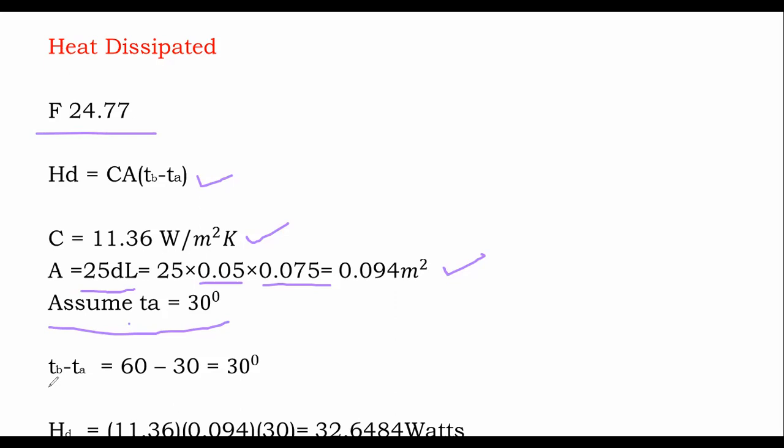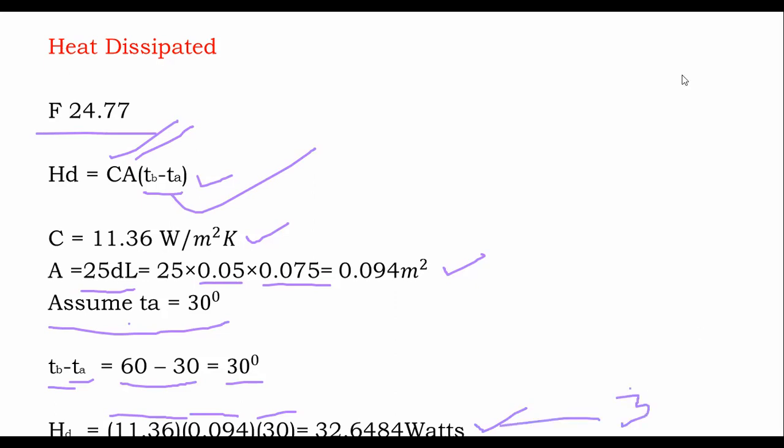The bearing temperature is 60 degrees given, and the ambient temperature 30 degrees given. The difference between these two, 60 minus 30 degrees, is 30 degrees. So now we have the C value, A value, and this difference value. Now what are we supposed to do? Heat dissipation calculation: just substitute the C value, then the A value, and the TB minus TA value. Now we got the heat dissipation as 32.66. We take this as equation number 3. So equation number 2 is heat generated and equation number 3 is heat dissipation. We know that no artificial cooling is required, which means heat dissipated equals heat generated.